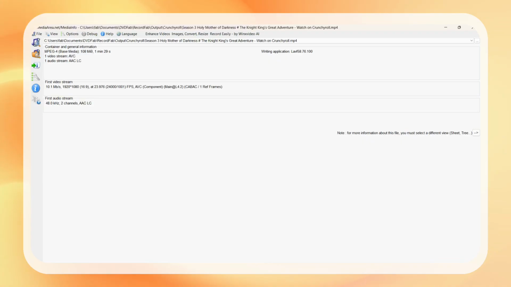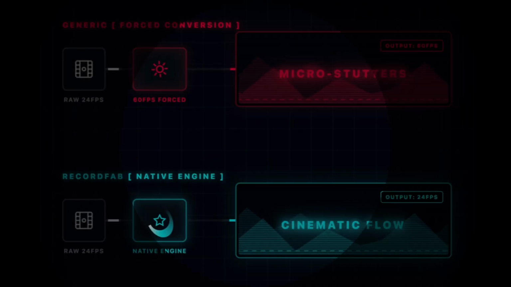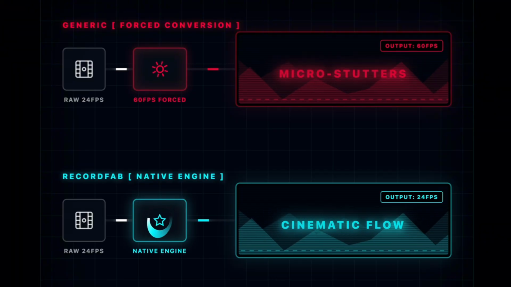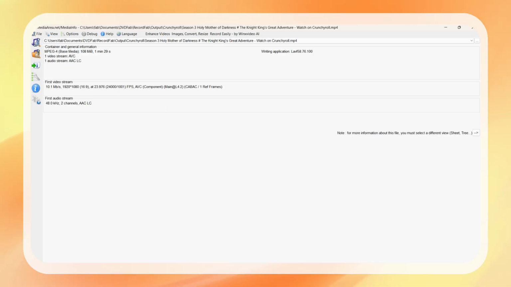Here is the most crucial spec. It unlocks the frame rate right at 23.976 FPS. Generic recorders often force a 60 FPS conversion, creating annoying micro-stutters during panning shots. RecordFab gives you that smooth, authentic cinematic feel. Plus, the auto-clean feed intentionally crops out the browser UI, giving you a flawless 16:9 file instantly.